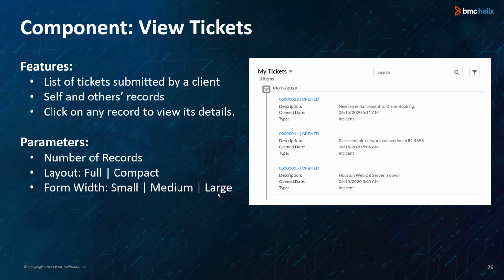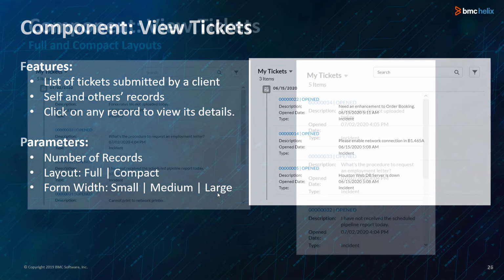It has 3 parameters. Number of records is the size of the batch of records fetched at a time. There is a choice of 2 layouts, full and compact. The full layout provides more navigation capabilities. We will see these formats in a moment. Form width controls the width of the ticket form that displays the record details.